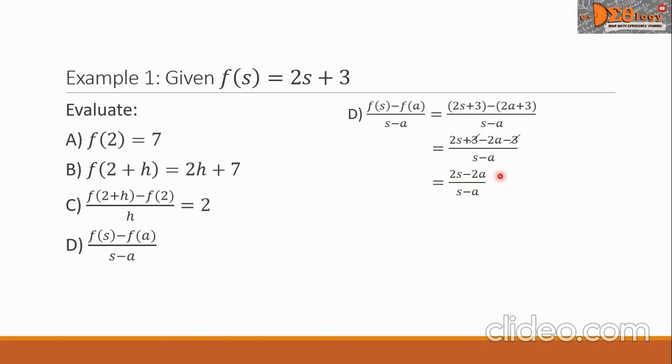In the numerator, there is a common factor which is 2, and we can factor it out. So the number 2 is factored out, then multiplied by (s − a). This (s − a) has a counterpart in the denominator, which is (s − a) also. It means we can cancel the (s − a) and the (s − a) in the denominator respectively. So the final answer is 2.